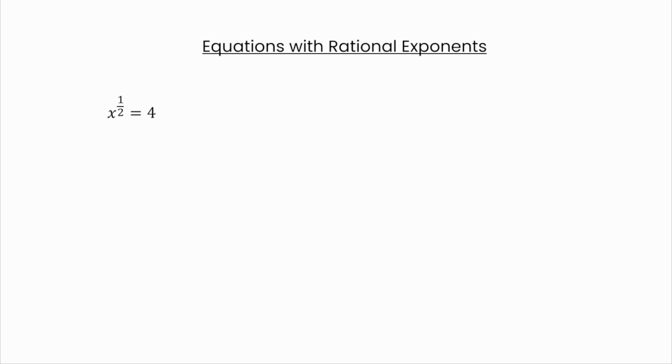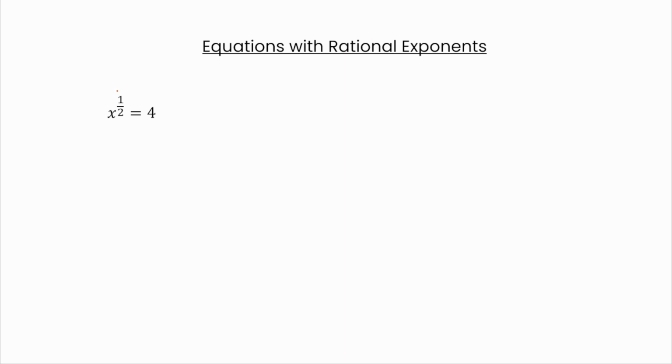Let's first identify what they mean by rational exponents. Remember, a rational number you can just write as a over b. It's any fraction. So any rational number can be written as a fraction like that. And you can see here that in the exponent position, we have a rational number, 1 over 2. It's a fraction, right? So you could also write this as equations with fractional exponents. It's the same thing. So that's what we're looking at.